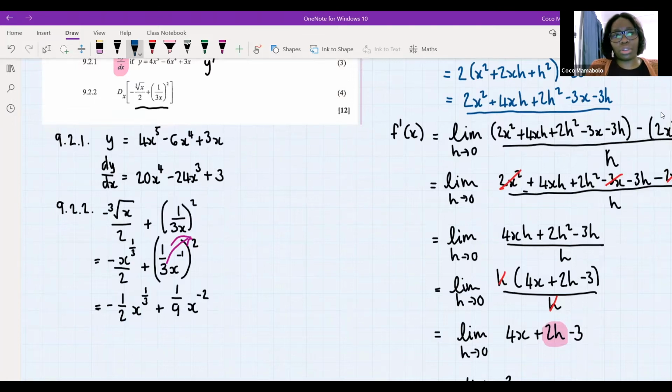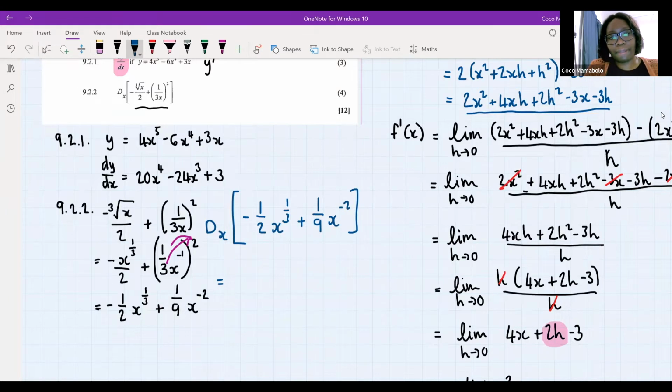So I'm then going to look for dx of negative a half x to the power 1 over 3 plus 1 over 9 x to the power of negative 2. And that's going to equal negative 1 over 6 x to the power of negative 2 over 3 minus 2 over 9 x to the power negative 3.